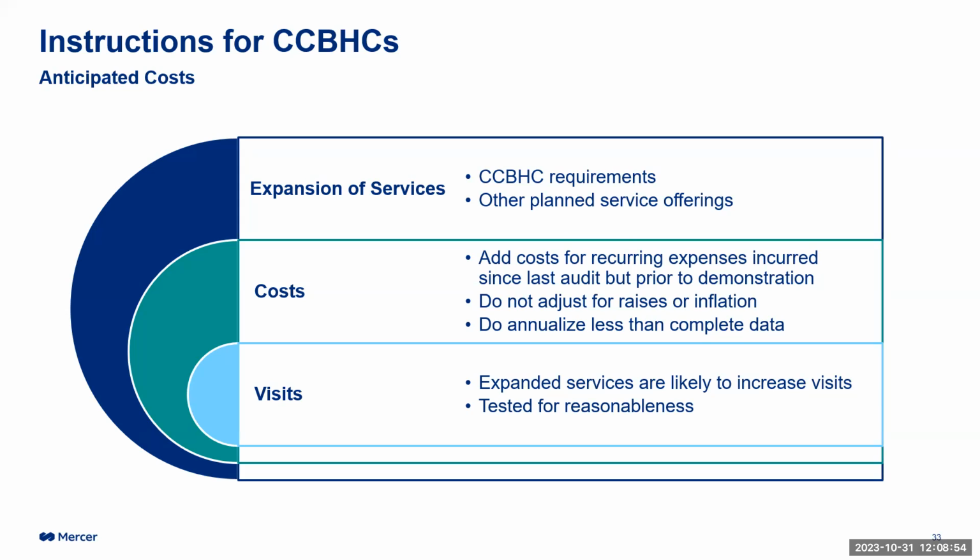And so not only are you going to add anticipated costs, but in the visit section, you're going to add anticipated visits. And these will be tested for reasonableness, just to make sure any added costs divided by your added visits makes sense compared to historical and makes sense comparative to the actual services you're having to expand on. So that's the anticipated cost section.